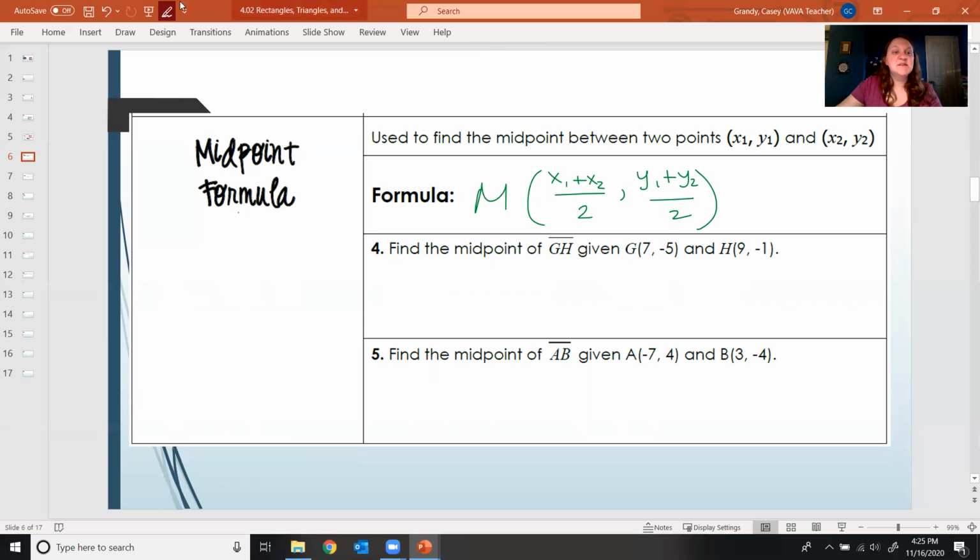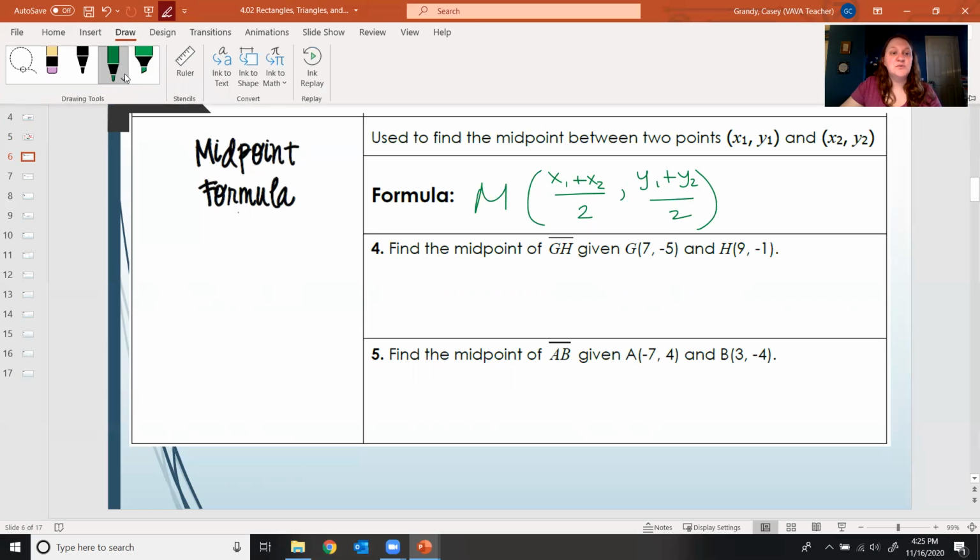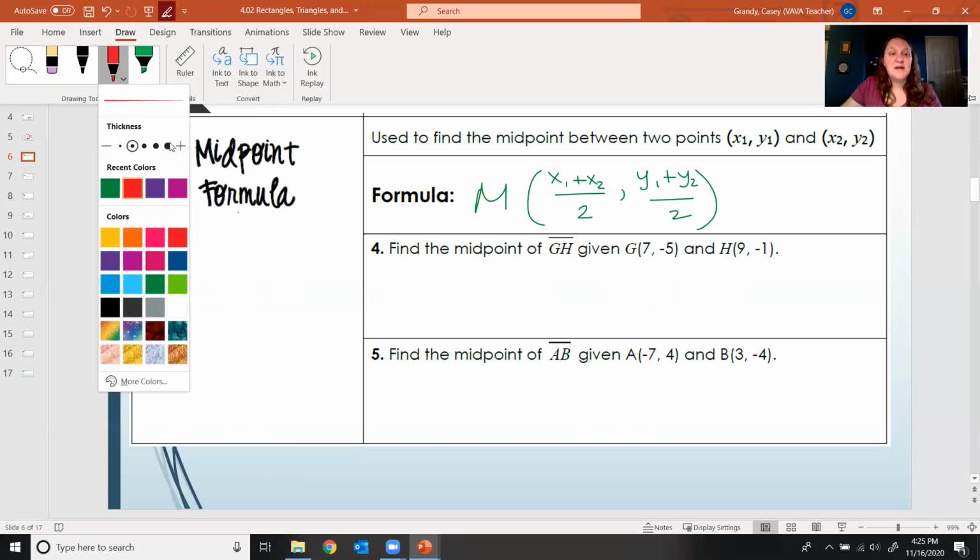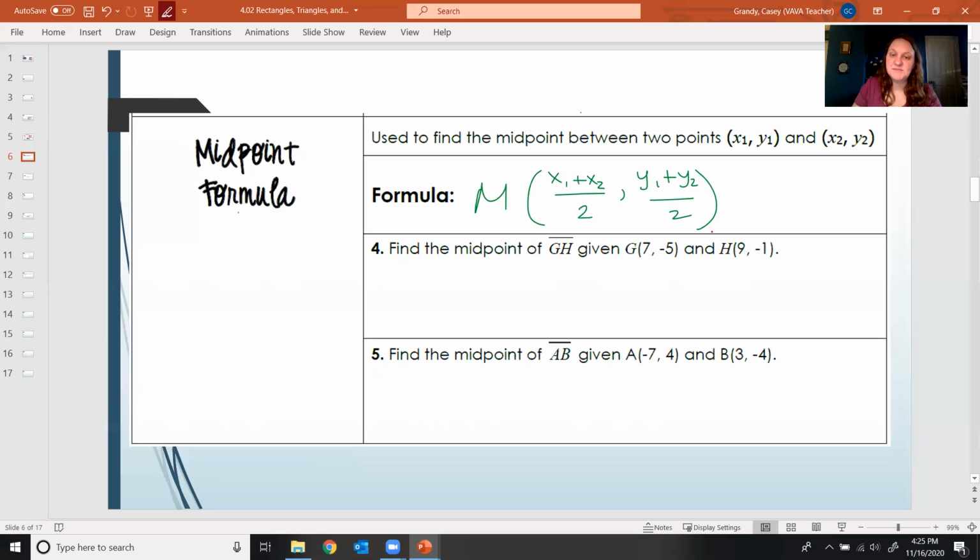And then just like in the distance formula, you're going to label your x's and your y's. So it tells me that G is at 7, -5. That's an x and a y coordinate. H is at 9, -1. That's an x and a y coordinate. From the first coordinate, I give it sub 1s. And from the second coordinate, I give it sub 2s.